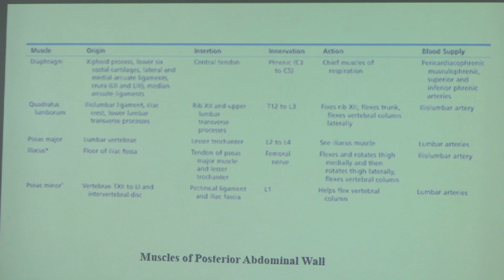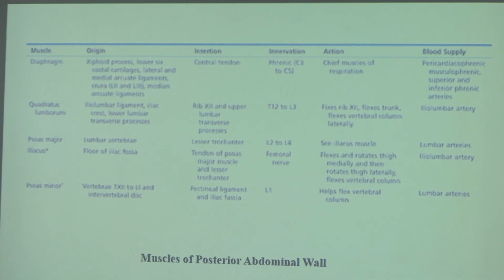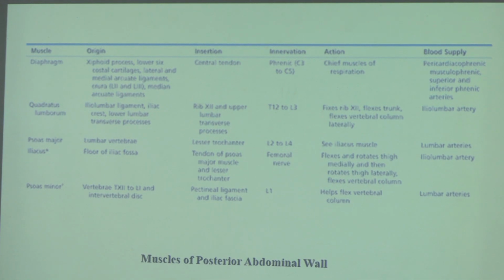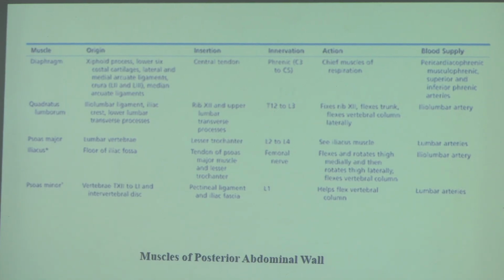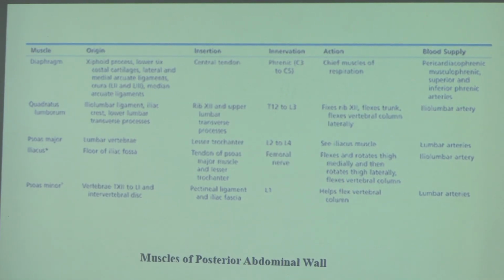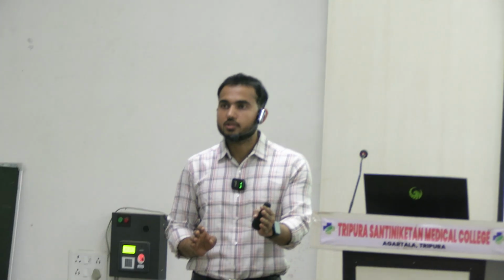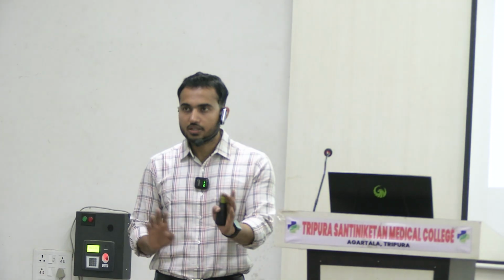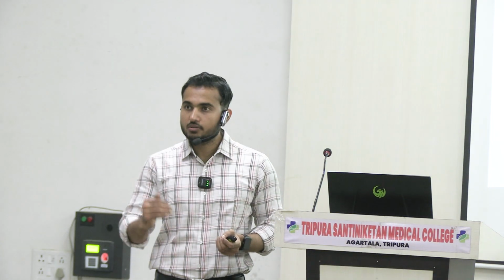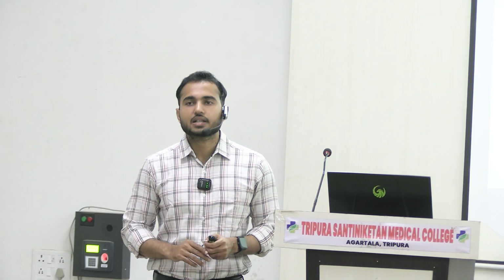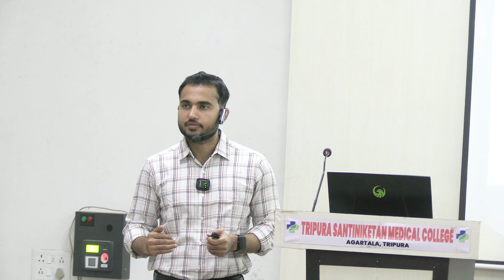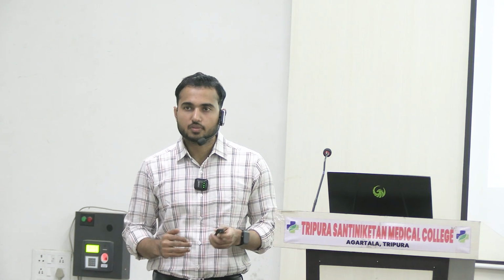Whenever you are doing the dissection, how will you identify the muscles? If you go from medial to lateral, first you will get the psoas major muscle. Just anterior to the psoas major muscle, a small muscle will be there, that is the psoas minor muscle. Next, if you go more laterally, you will get the quadratus lumborum. Done. Come below, when you get into the iliac fossa, a muscle will be there, that is the iliacus muscle. So this is the way to identify the muscles of the posterior abdominal wall.